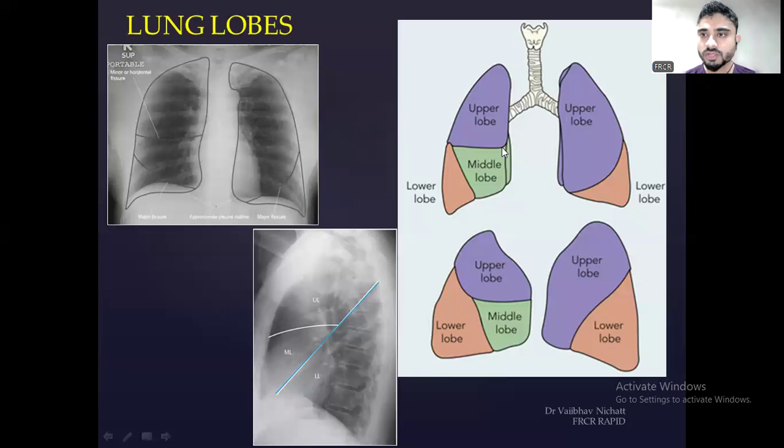So this is how the lung lobes of both lungs will appear in anatomical configuration. This is the right upper lobe, right middle lobe, and right lower lobe. This is the left upper lobe and left lower lobe. Laterally, you can see the right upper lobe, right middle lobe, and right lower lobe. This is the left upper lobe and left lower lobe.